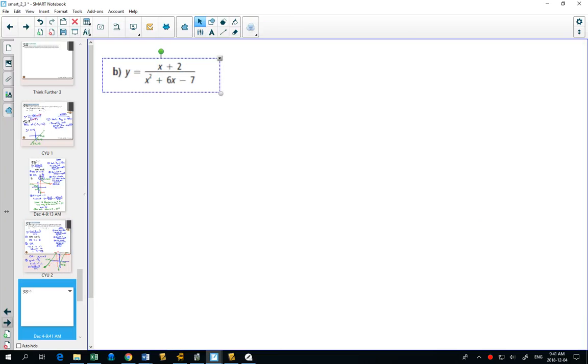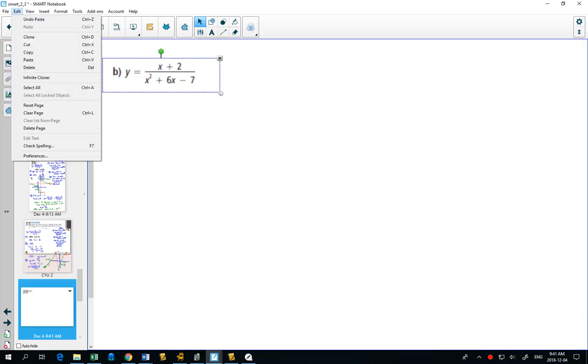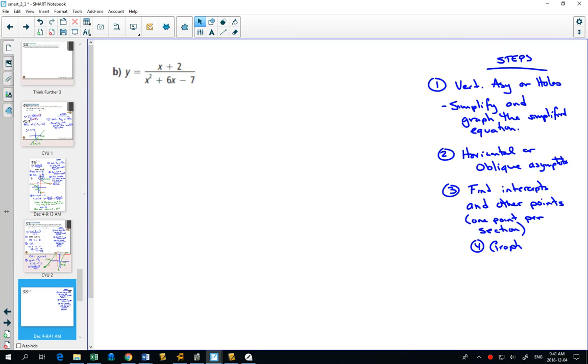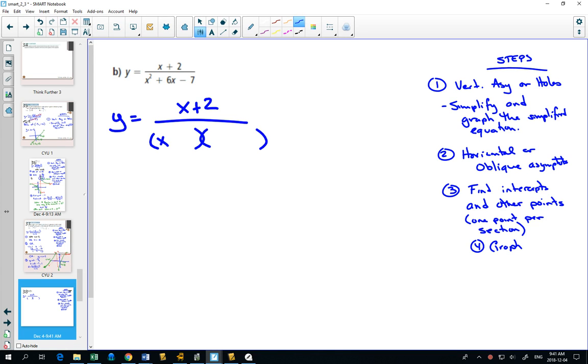Once again, I'll start this on a new page, but I will paste all of our steps that we've written down so far. Again, this question was asking about horizontal or oblique, but we would follow all of our steps each and every time. So first of all, I would simplify by factoring. And it's the exact same equation, so we've already factored this.